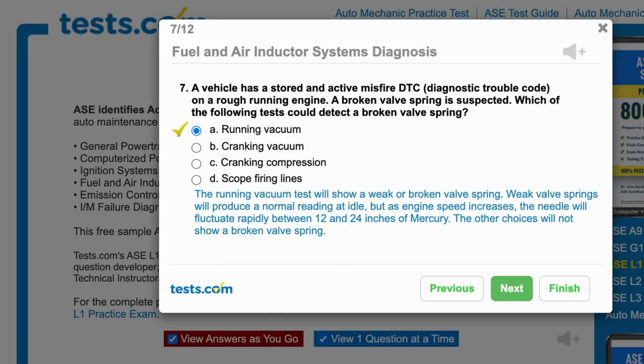A. Running vacuum. The running vacuum test will show a weak or broken valve spring. Weak valve springs will produce a normal reading at idle, but as engine speed increases, the needle will fluctuate rapidly between 12 and 24 inches of mercury. The other choices will not show a broken valve spring.